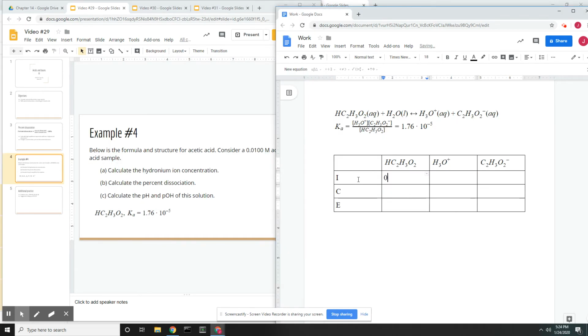So we know it's 0.0100 molar. You can assume that the other things are 0, minus x. I'm going to make the assumption that because my equilibrium constant is so low, 0.0100 minus x is approximately equal to 0.0100.